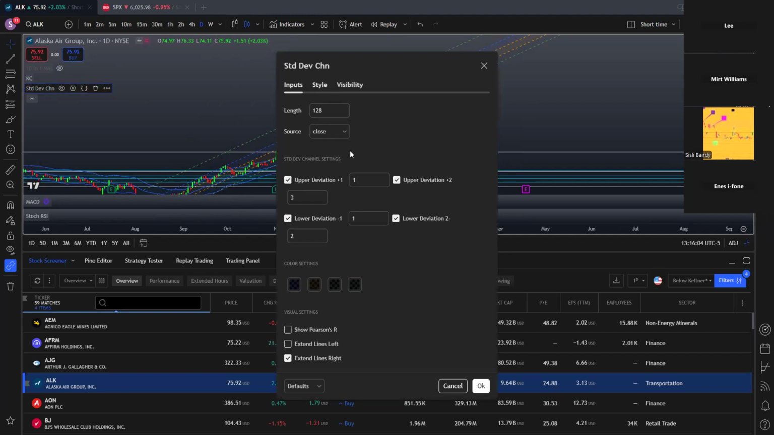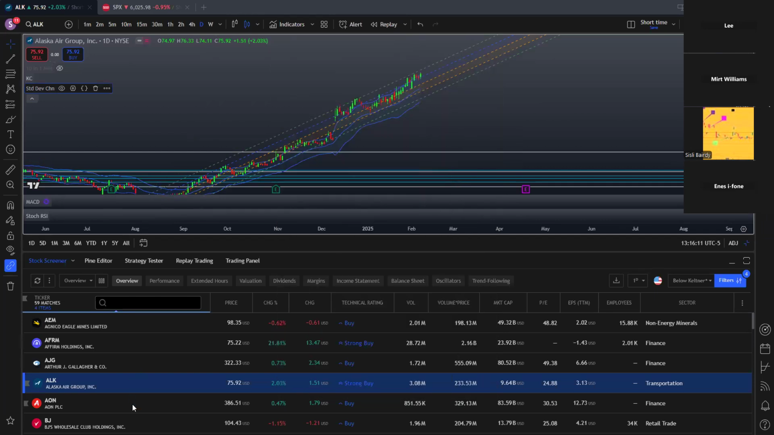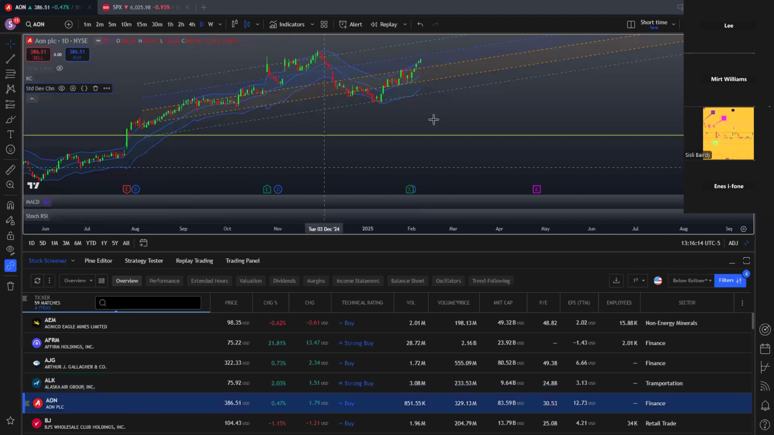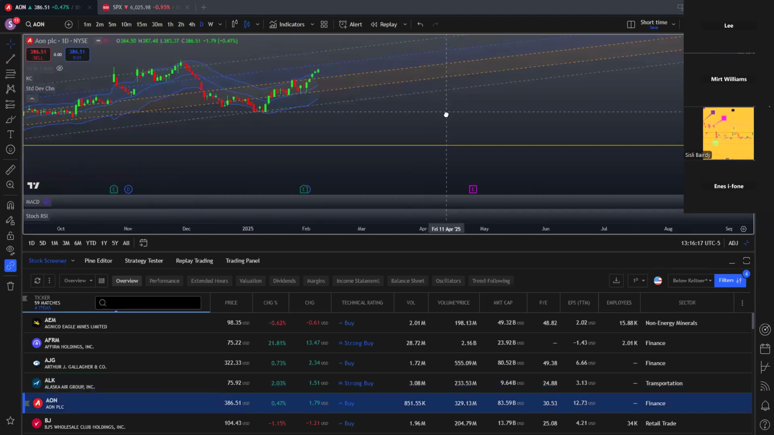Matter of fact, I wonder if I could put that in my screener to only give me stuff that's a standard deviation 2 or 3, which will add to my instincts of it maybe going back down.